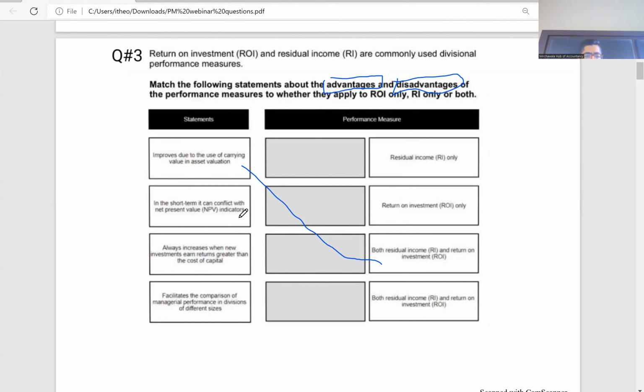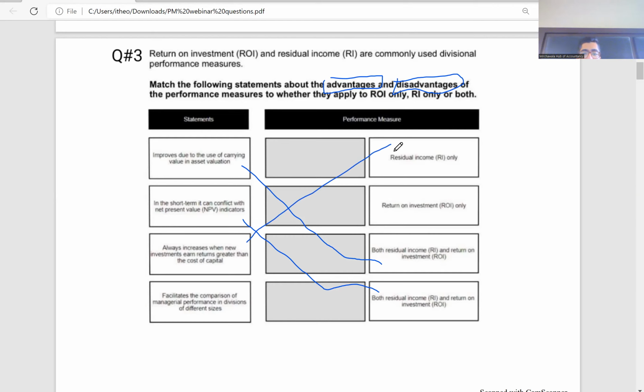Second is a very easy disadvantage. In the short term, it can conflict with NPV indicators. Yes, ROI and RI both conflict with NPV, net present value, which you studied in F2 management accounting. It's a disadvantage written straight in the book that ROI and RI both conflict with NPV. They don't match with NPV.